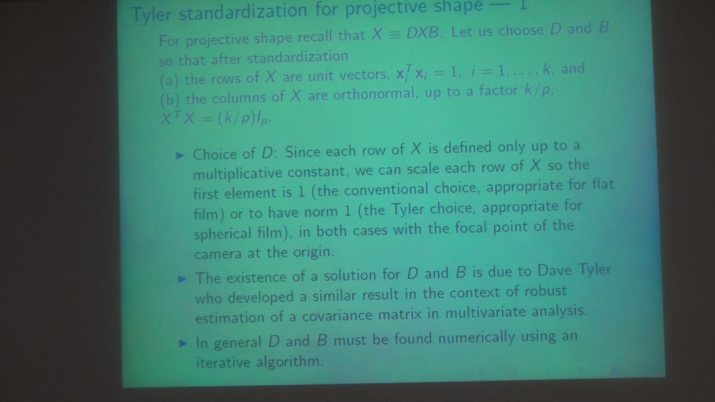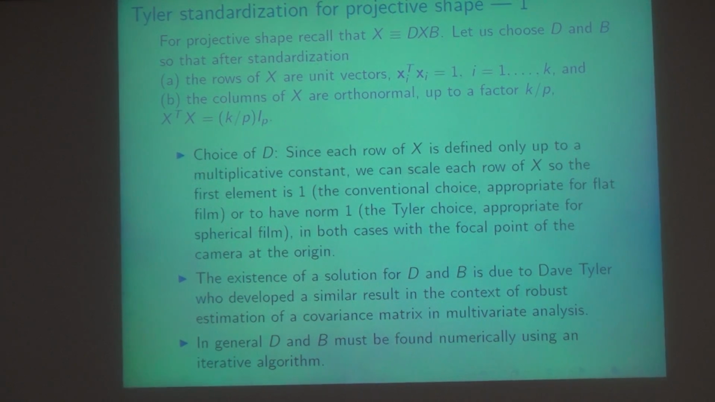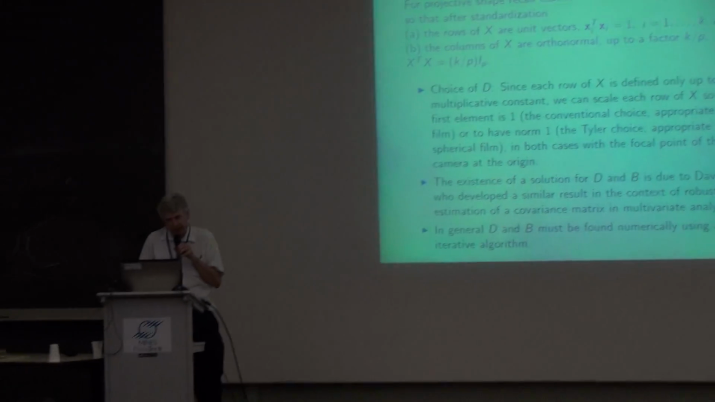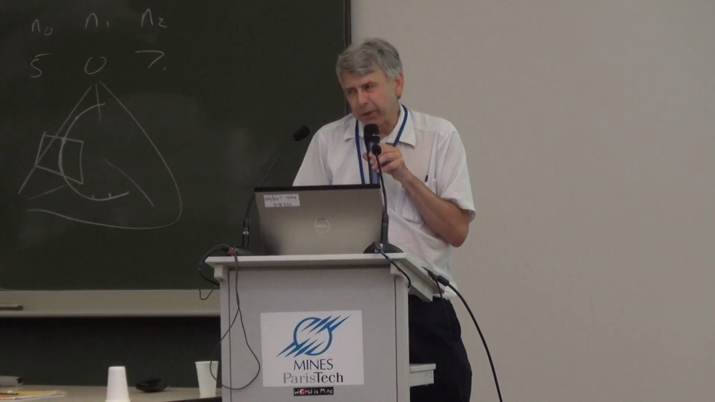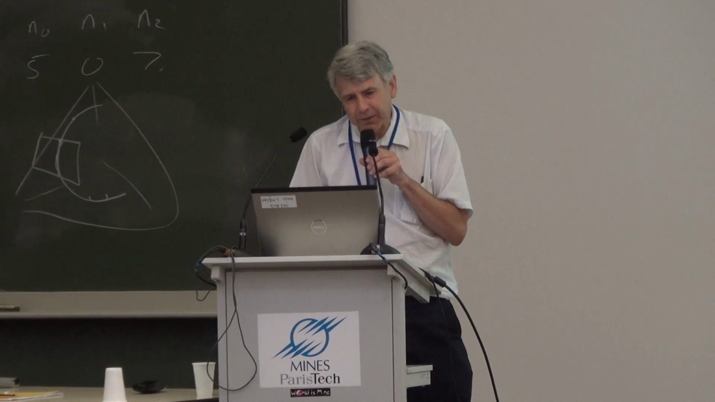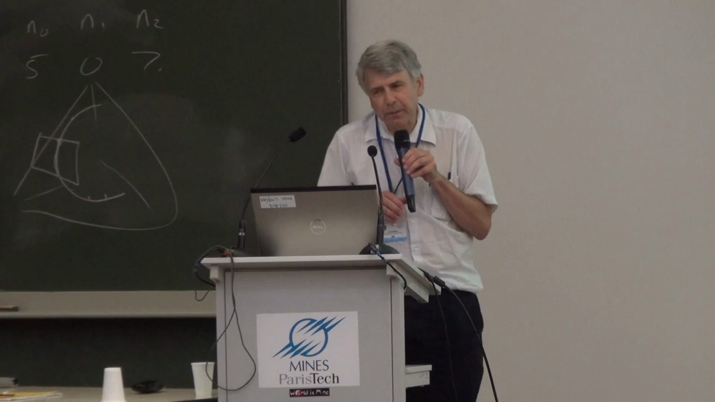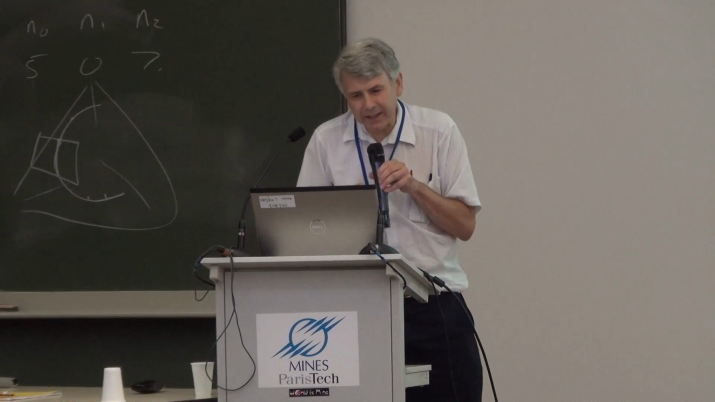First of all, I'm going to make the rows of X unit vectors. That corresponds to using the circular film I showed you on an earlier slide. And secondly, and perhaps more importantly, I'm going to make the columns of X orthonormal up to a constant factor, so that X dashed X is proportional to the 2-dimensional identity matrix.